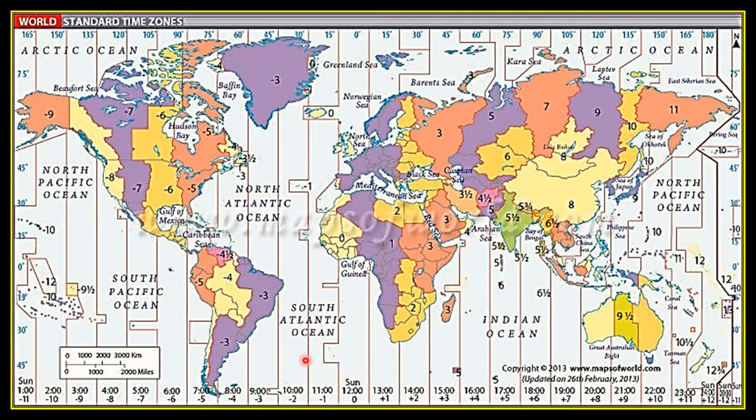So from the western part of the earth is 1 a.m. to 12 noon, and the eastern part of the earth is 12:01 to 11:59 p.m. Yes, class, the eastern part of the earth is ahead in time than the western part of the world.